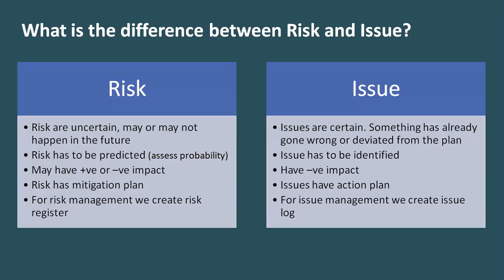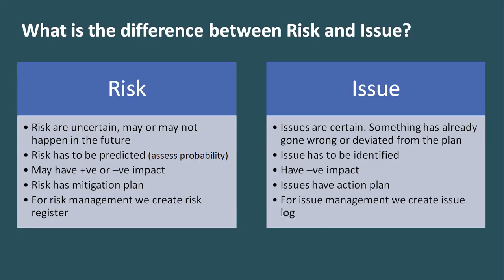So as risk is in the future, we predict the probability. What is the probability? 5%, 10%, 95%. What are the chances of that happening? Issue is always 100% because that has just happened. We don't predict an issue, we identify an issue, right? Now, risk can have a positive or negative impact. Issues always have a negative impact.